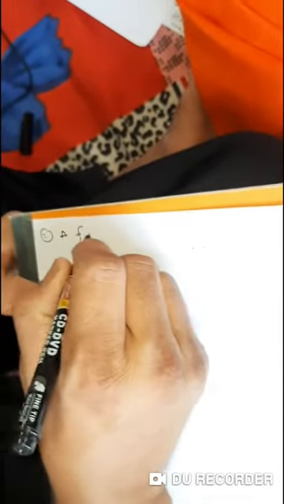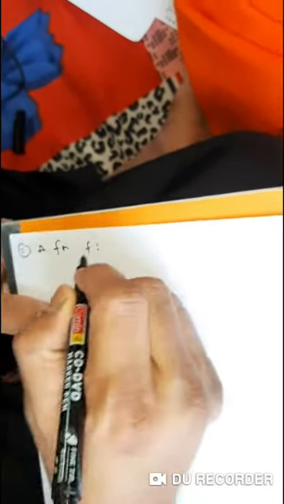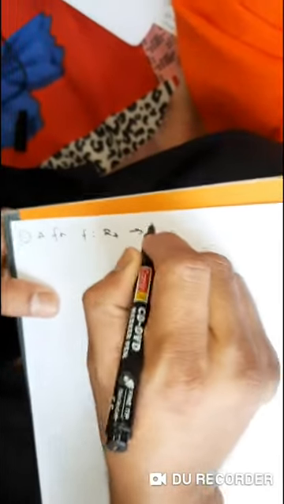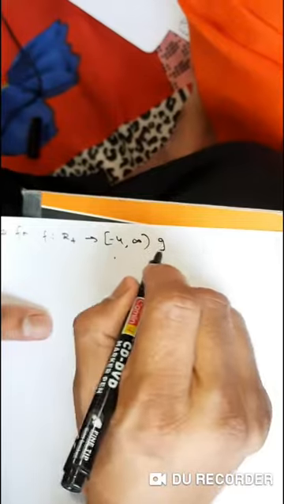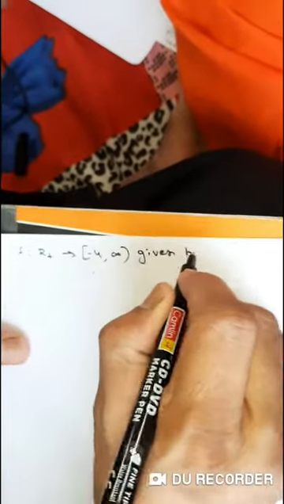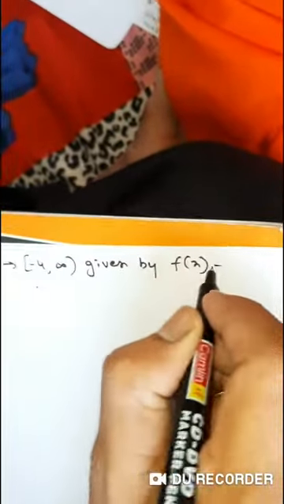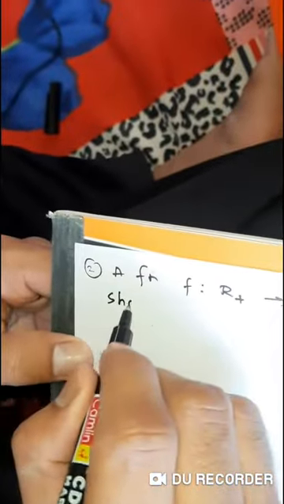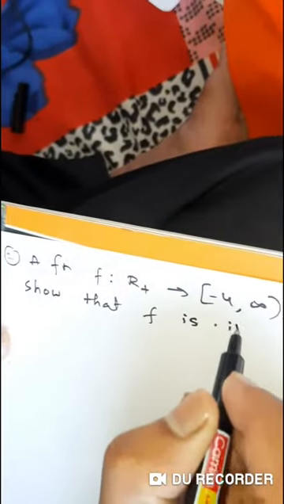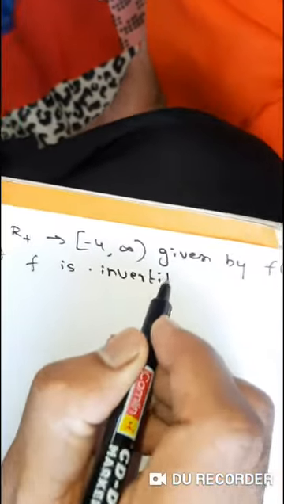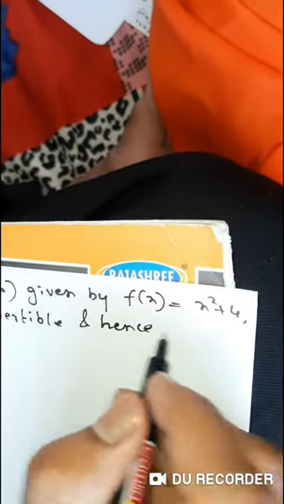A function f mapping R plus to [minus 4, infinity) given by f of x equal to x square plus 4. Show that the function is invertible and hence find the inverse of the function.